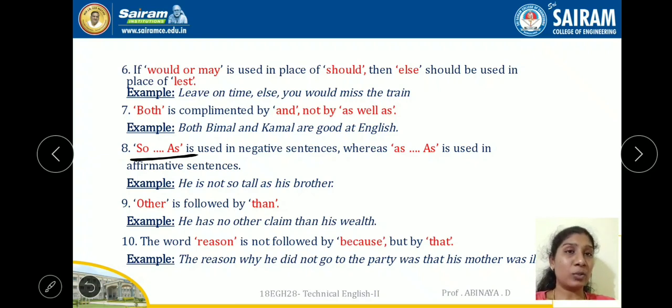The word reason, the 10th one: the word reason is not followed by because but by that. Whenever you are conveying a reason, we use the word because, right? But if you are using the particular word reason in the statement, don't use the word because, go for the word that. For example, the reason why he did not go to the party was that his mother was ill. But if you want to use because there, you would eliminate this reason why. He did not go to the party because his mother was ill. At the time, don't use the word reason there. If you use the word reason, go for that. Okay.